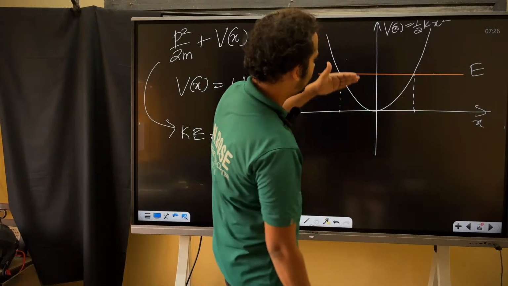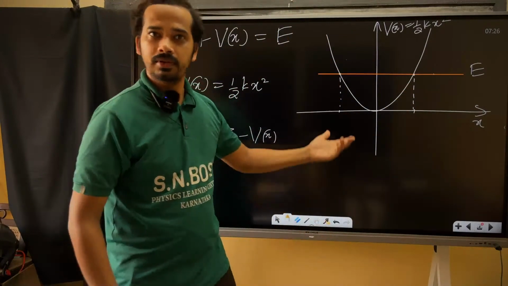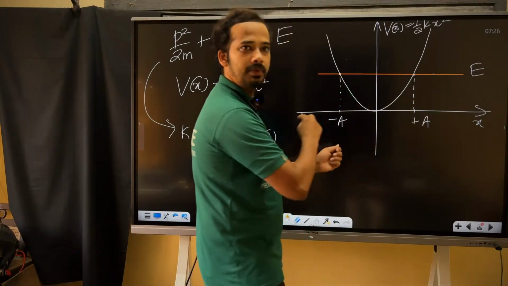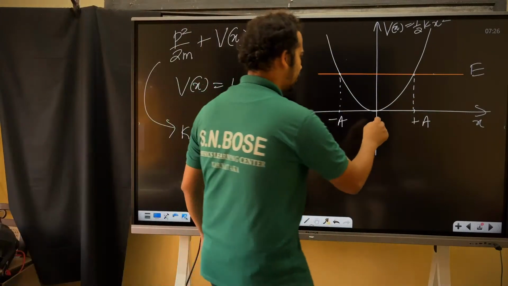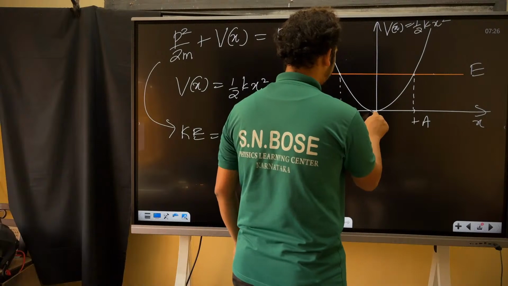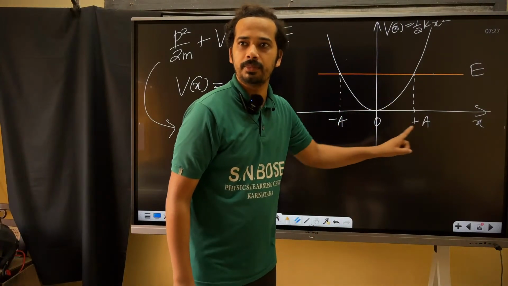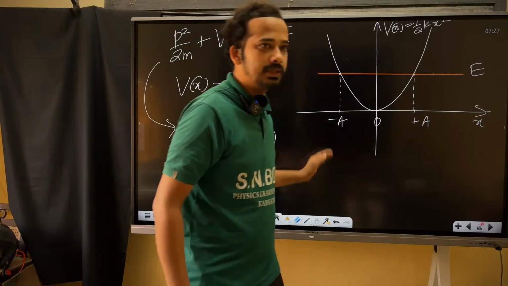It will oscillate between these 2 points. And those 2 points, you can see here, it's a symmetric curve. They should be symmetric. Am I right? You can guess here. Potential minimum, that is our stable equilibrium. Am I right? This is our stable equilibrium. It's going to oscillate between minus A to plus A.